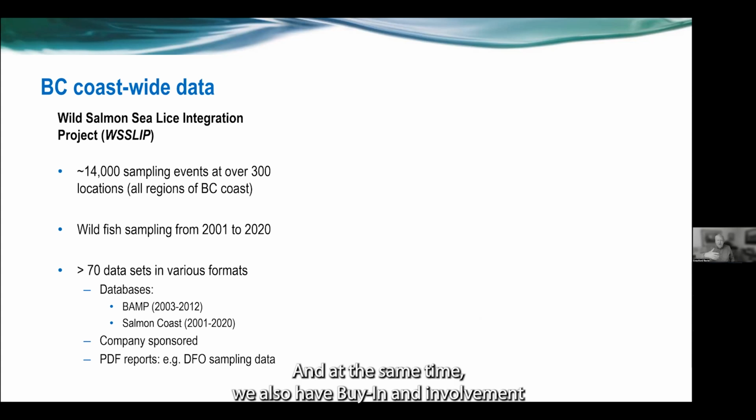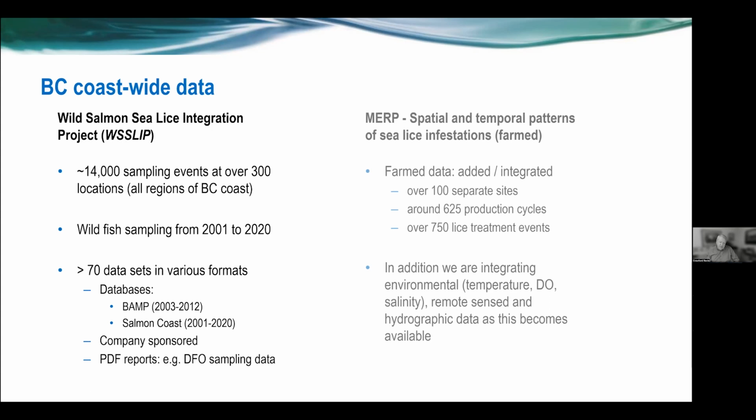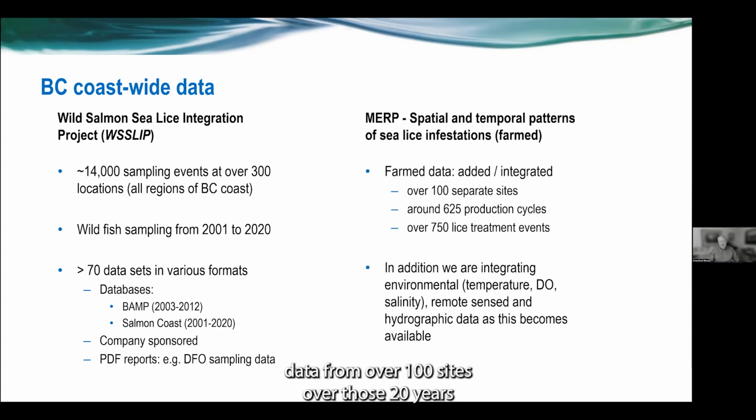And at the same time, we also have buy-in and involvement from the three major farming companies, and data from over 100 sites over those 20 years, covering, say, over 600 different production cycles. So a significant amount of data that lets us begin to look at some of the key interactions and issues that we see. I've just shown this quick map here, and hopefully you can see it.